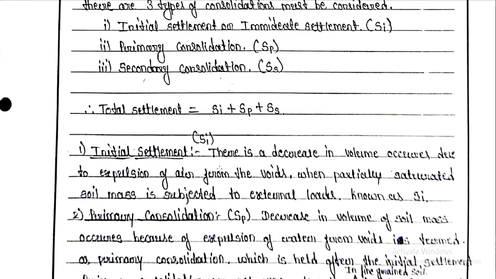Initial settlement. There is a decrease in volume due to expelling out of air from the voids when a partially saturated soil mass is subjected to external load, which is known as SI. Whatever amount of air is there in the voids is going to escape, due to which the volume reduces, and that is called initial settlement.